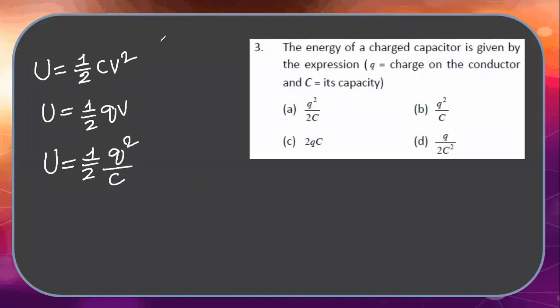These many formulas are there. Then we have to check which is there in the options. Q square by 2C, it is there. The option Q square divided by 2C is correct. Next.